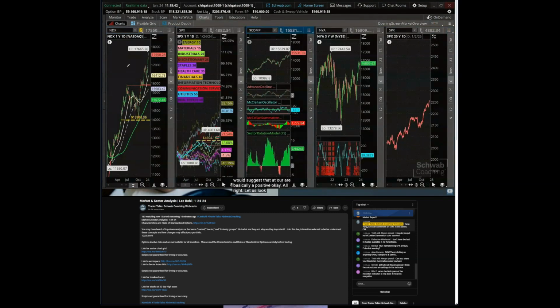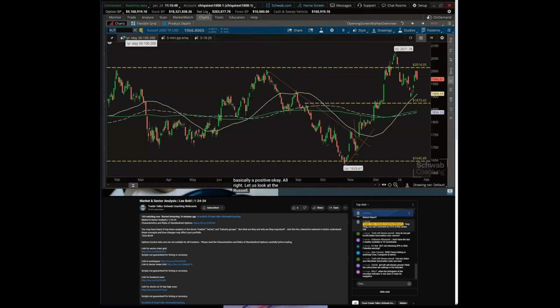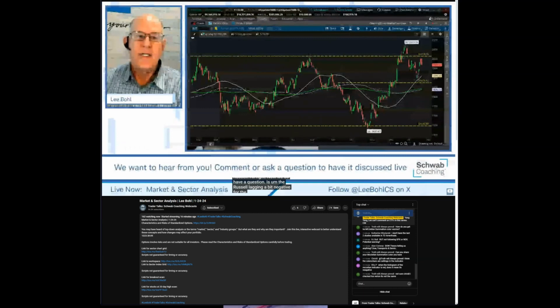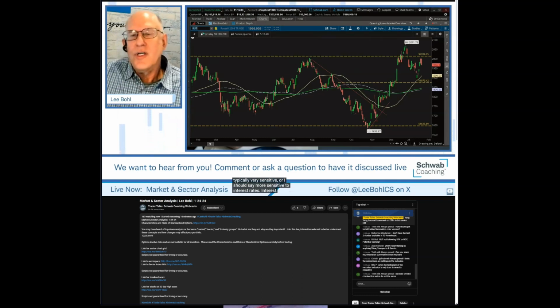Let us look at the Russell. All right, now we do have a question, is the Russell lagging a bit negative for the overall market? Some technical traders do feel that often in a very aggressive up move, the small caps tend to lead. What I believe some traders are saying is going on now, though, is that small caps are typically very sensitive, or I should say more sensitive to interest rates. Interest rates have come down a little bit.